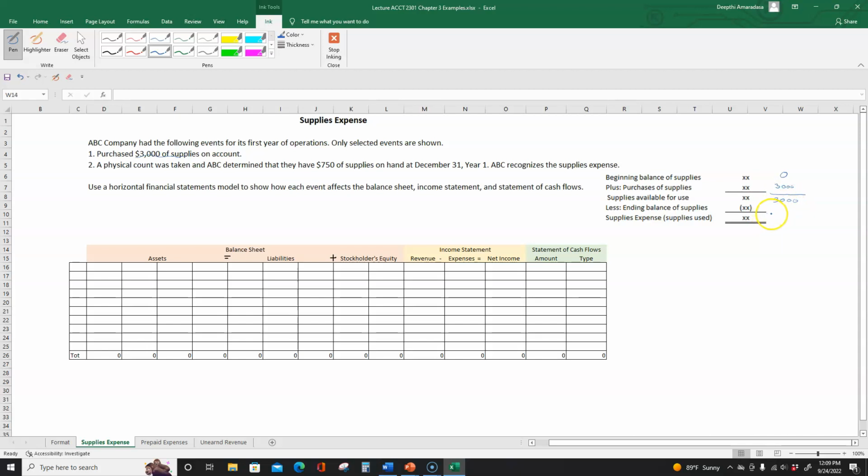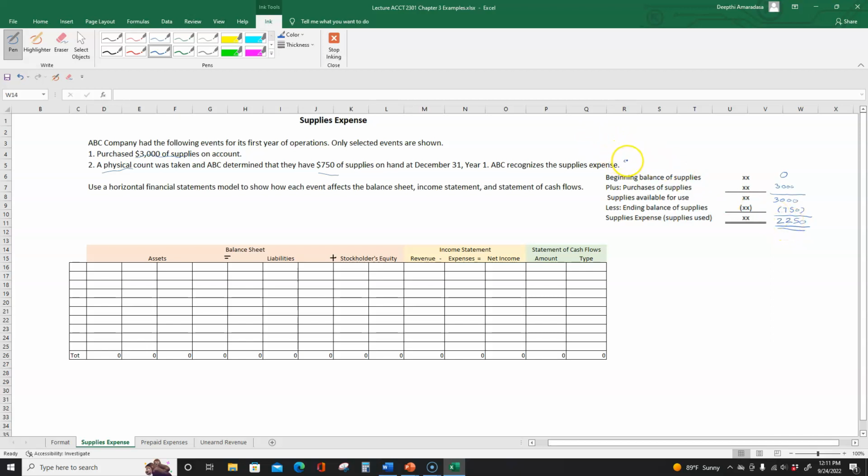Now we subtract the ending balance of supplies to determine supplies used. Did they tell us how much is the ending balance? Yes, they did. They said a physical count was taken and they determined that they have $750 of supplies at the end. So $750 gets subtracted, and that tells us how much supplies were used. 3,000 minus 750 gives you 2,250.